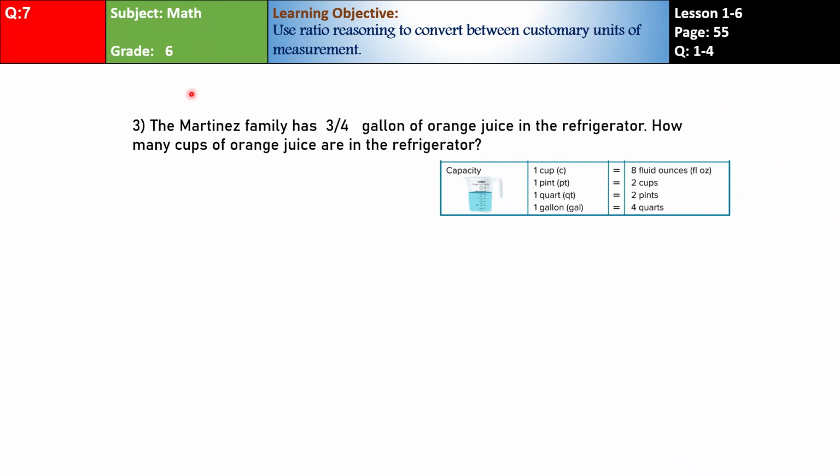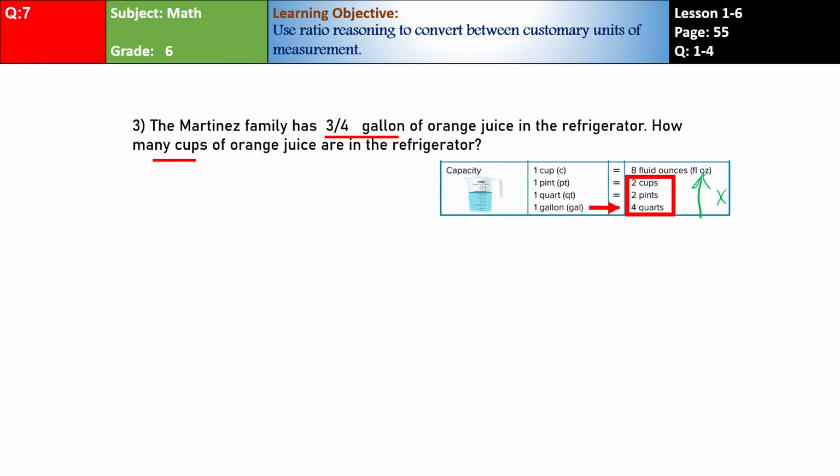The Martins family has 3/4 gallon of orange juice in the refrigerator. How many cups of orange juice are there in the refrigerator? So what do we have here? We have gallons and cups. If we look at the table, we will convert gallons into quarts, quarts to pints, pints to cups. As I told you, when we are going in the upward direction, we are going to multiply.